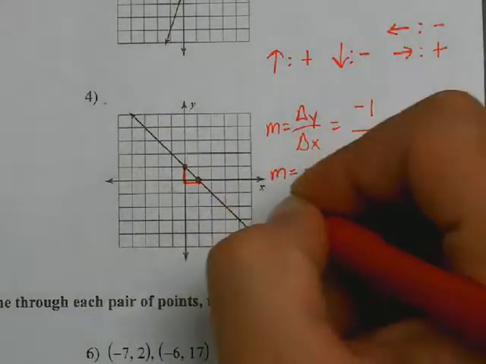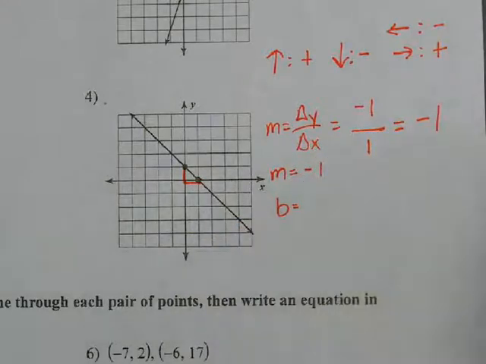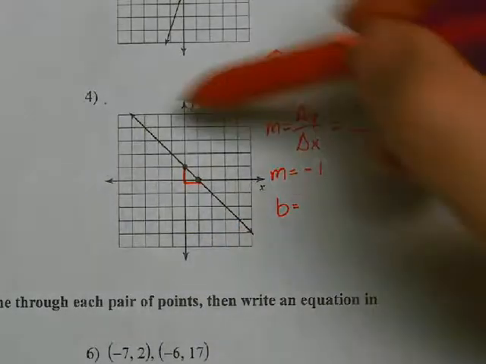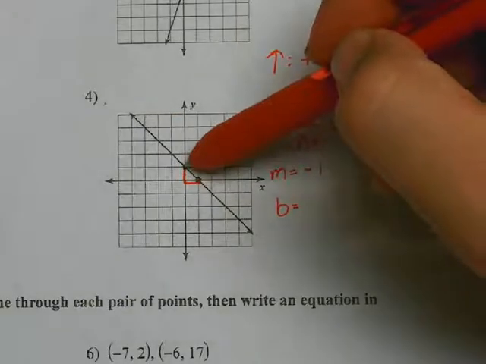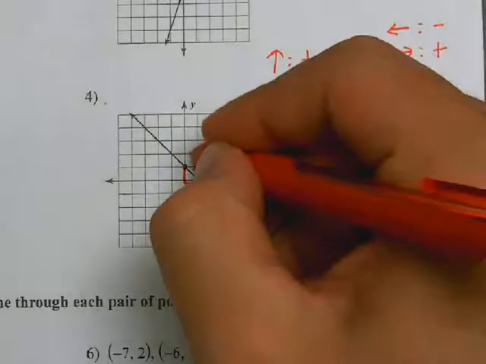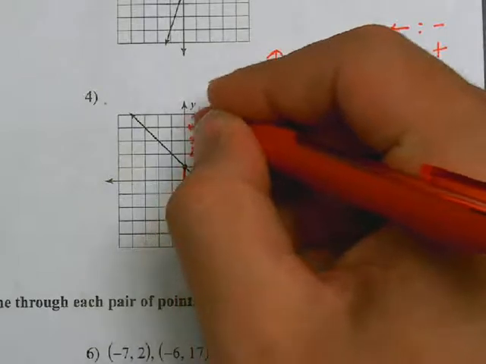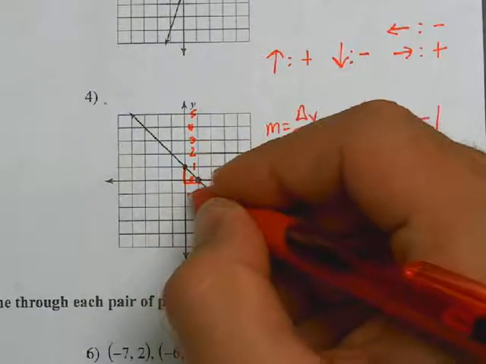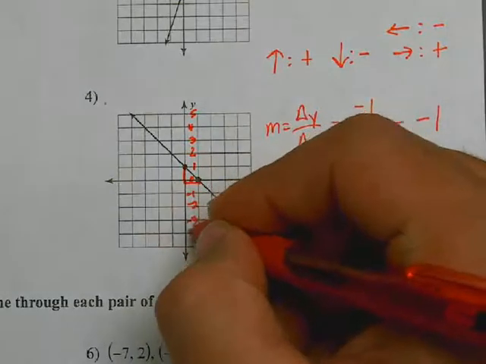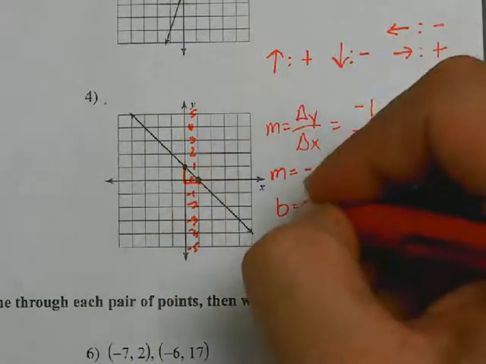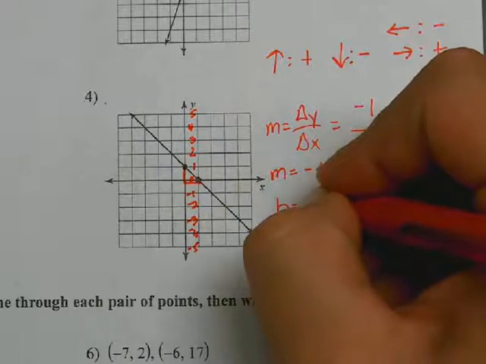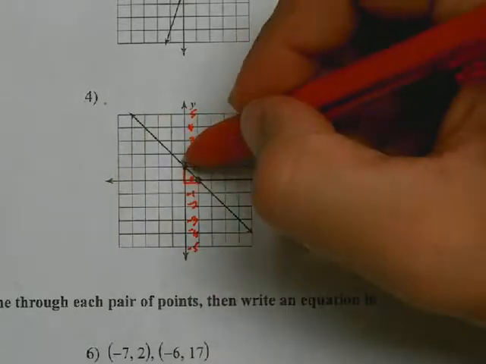Now I go find my b. My b is my y-intercept. Where does this line intersect the y-axis? It intersects it right there at, keep in mind, there's 1, 2, 3, 4, 5. Then we got 0 here. Negative 1, negative 2, negative 3, negative 4, negative 5. Okay, so we got 0 there. So b is going to be 1 because it intersects it right there at 1.